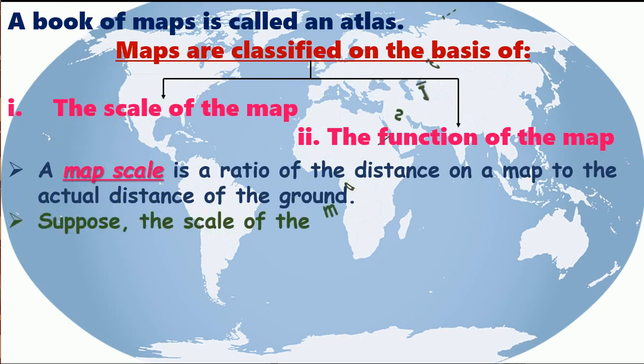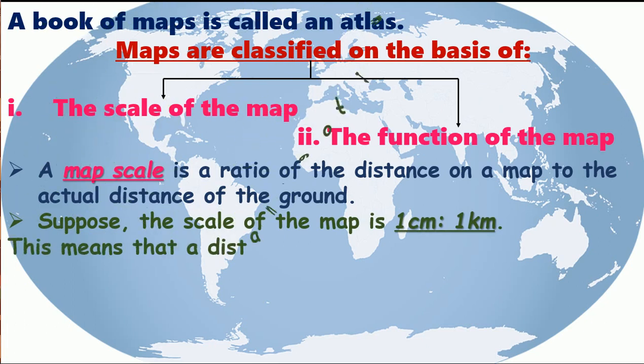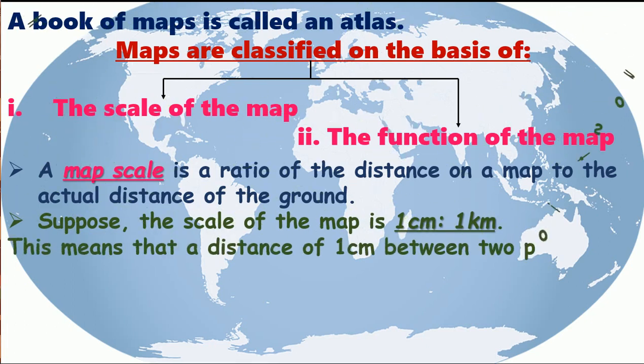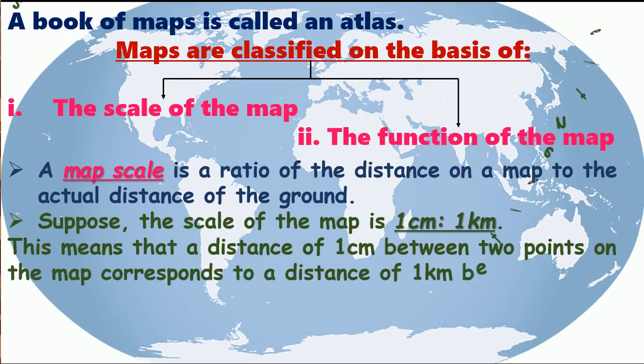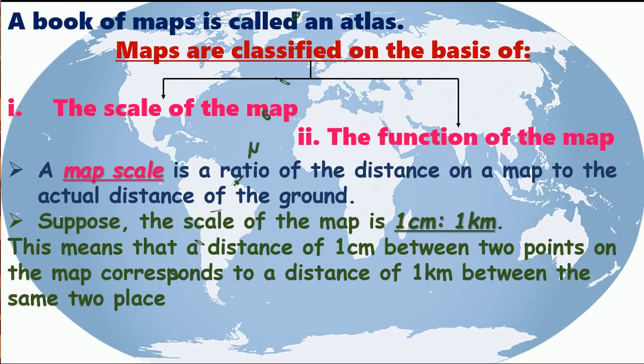Suppose the scale of the map is 1 centimeter is to 1 kilometer. Now what does it mean? This means that a distance of 1 centimeter between 2 points on the map corresponds to a distance of 1 kilometer between the same two places on the ground.